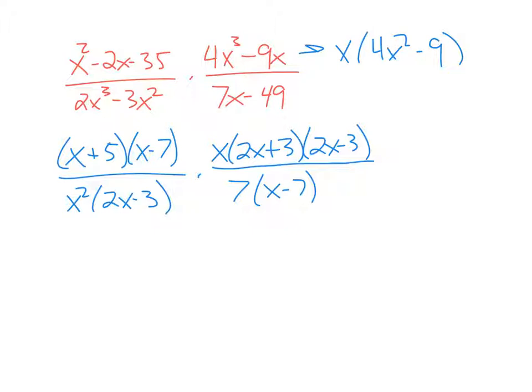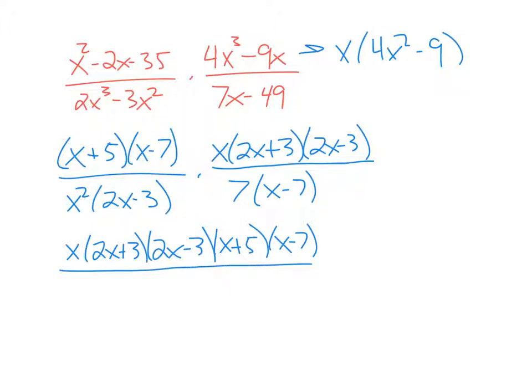And again, since we're multiplying, we can just shove everything together. And the numerator is going to be x, 2x plus 3, 2x minus 3, x plus 5, x minus 7, all over x squared, 7x squared, 2x minus 3, and x minus 7. And then all we're doing is looking for common factors. So the 2x minus 3's are canceled, the x minus 7's are also canceled, and one of the x's is going to be canceled.